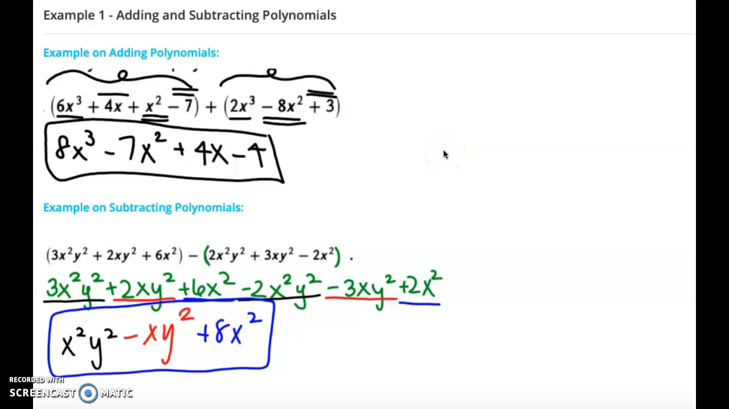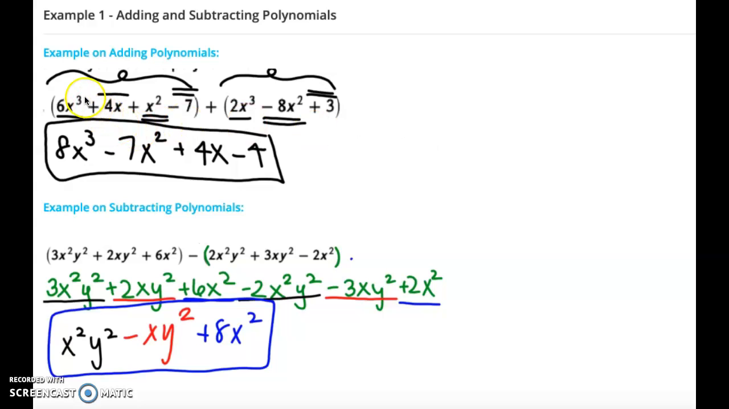Alright, okay, so this is a little lesson on adding and subtracting polynomials. It's a very mini lesson because the biggest thing is being able to combine like terms and to add and subtract numbers, really. So it's very basic.